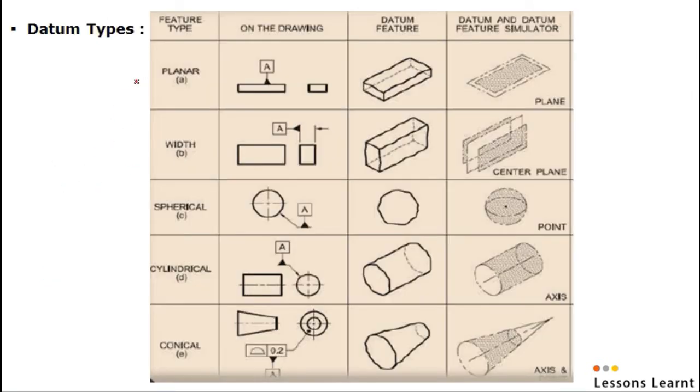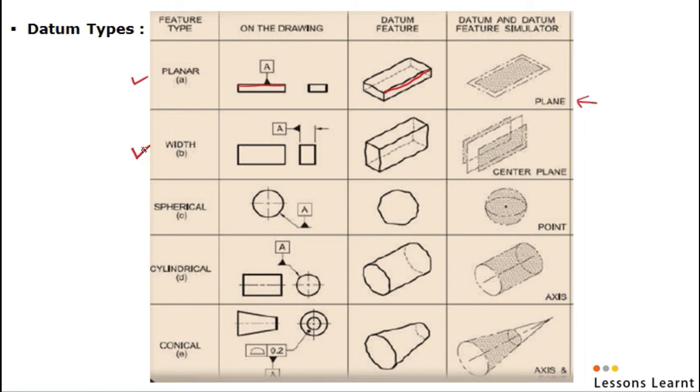The first one is the planar datum. On drawing, theoretically, we can see datum is applied on this surface, but actually on the datum feature, we can see there is some sort of waviness on this surface. What is driving this surface, the datum feature simulator, is the plane. We are giving dimensions with respect to this plane. Theoretically, we can see it is like this. The actual functional surface has some sort of waviness and the datum feature simulator is the plane.